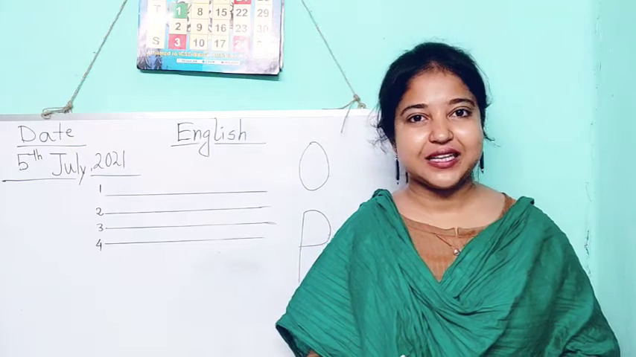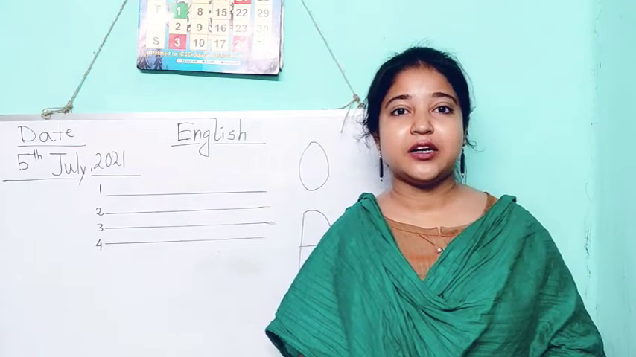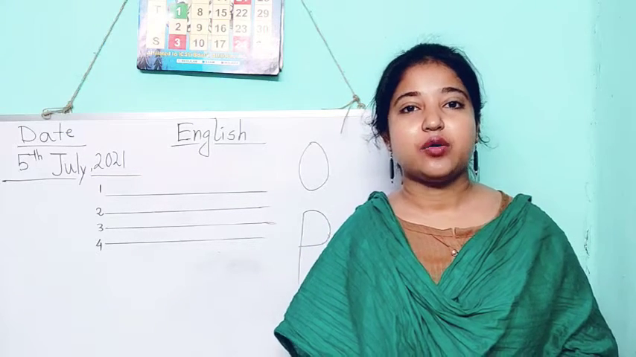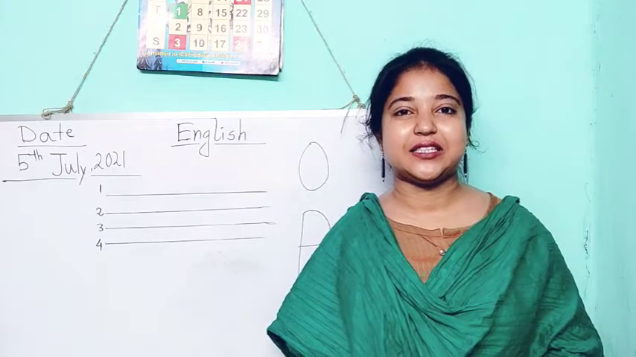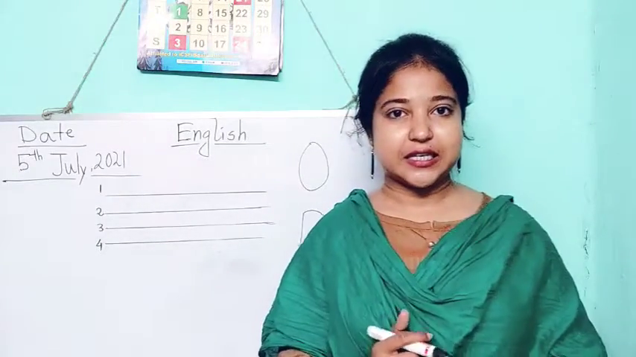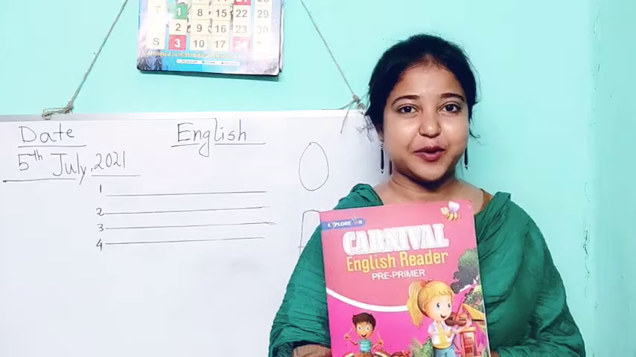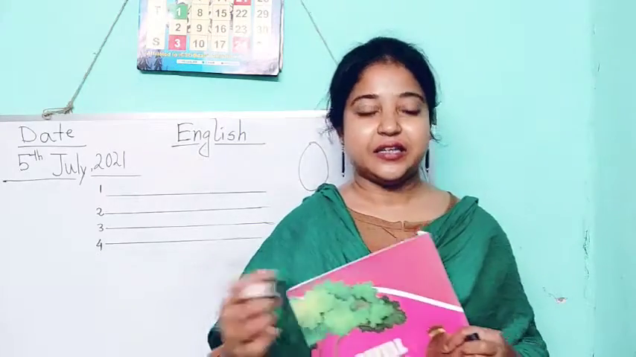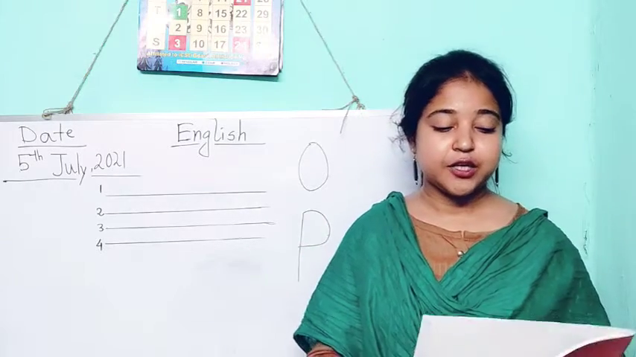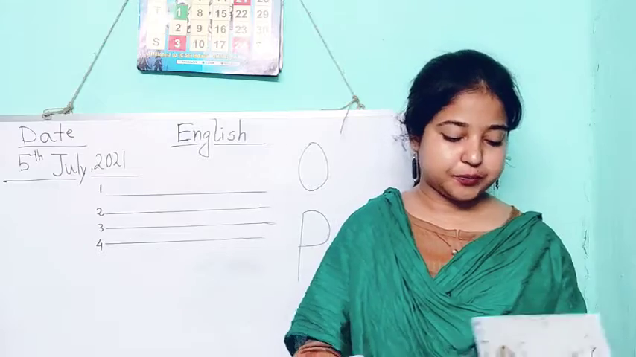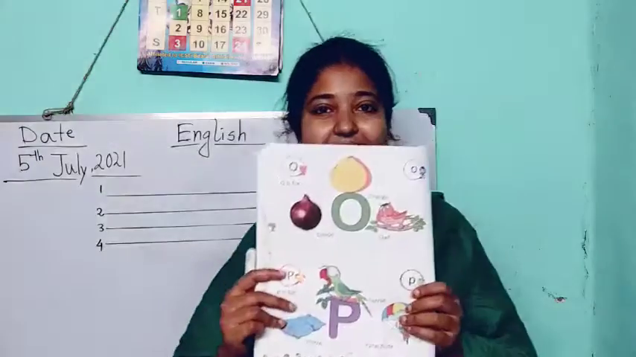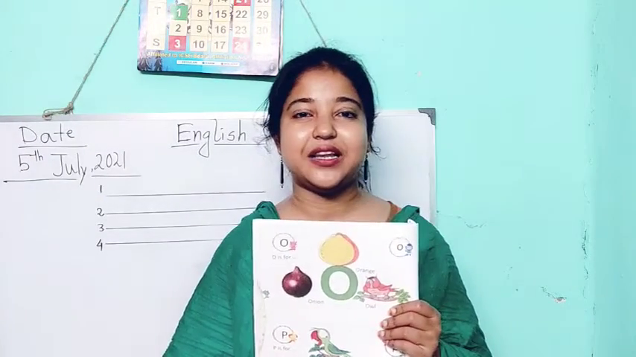Here I will revise these two letters, and we already learned another thing, that is how to write the small letters. We just started the small letters also. So here first I will discuss the Carnival book, and then I will show you how you can write the small letters in your English copy. So first, Carnival book, page number 12. You can see here, page number 12. These two letters we will learn today.